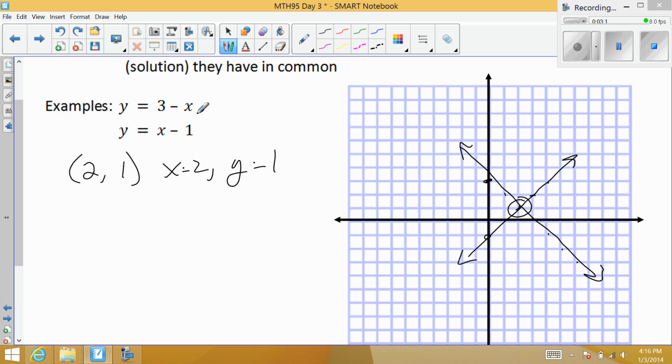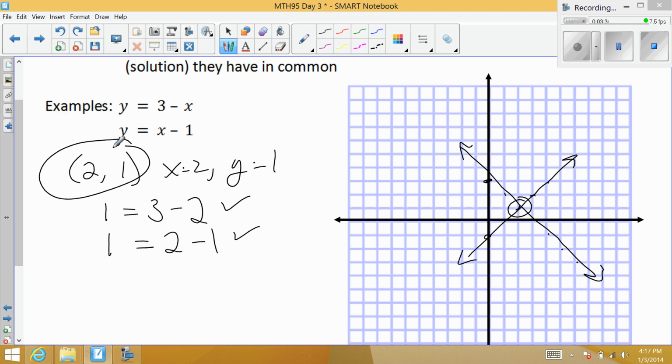If we take that and check in both equations, so when y is 1 and x is 2, is this true? Does 1 equal 3 subtract 2? Yes, it does. Checking the second equation, y equals x subtract 1. Again, letting y be 1 equals x, which is 2, subtract 1. Does 1 equal 2 subtract 1? Yes, it does. And so we have our solution to the system.